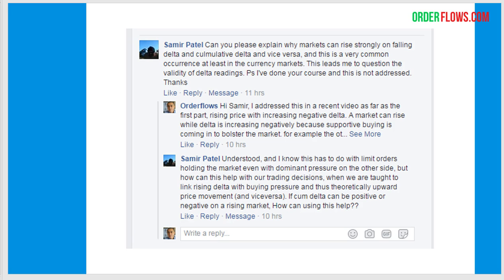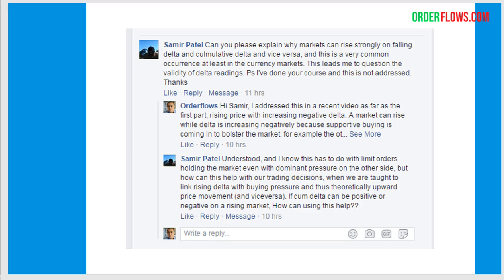Understood. I know this has to do with limit orders holding the market, even against dominant pressure on the other side. How can this help in our trading decisions when we are taught to link rising delta with buying pressure and thus theoretically upward price movement? If cumulative delta, when you get into cumulative delta, that's a whole other topic, can be positive or negative on a rising market, how can using this help? And yeah, this is a very important question actually.